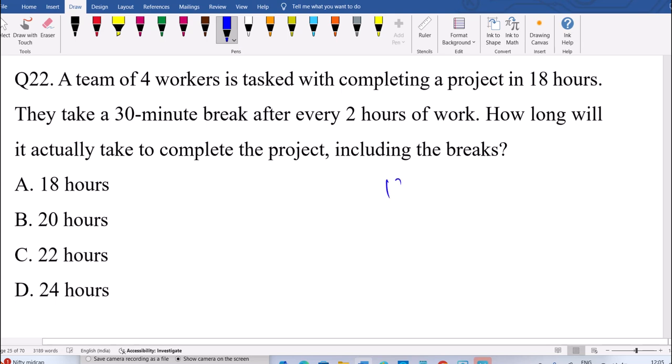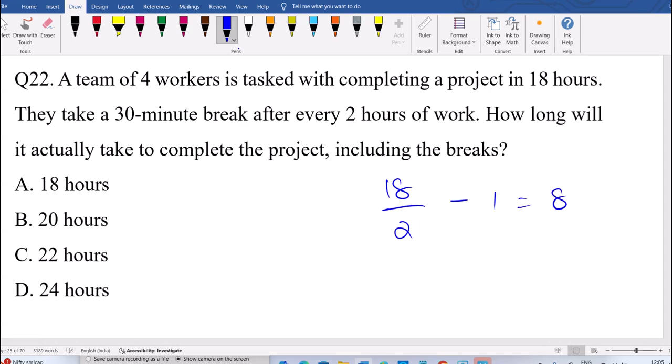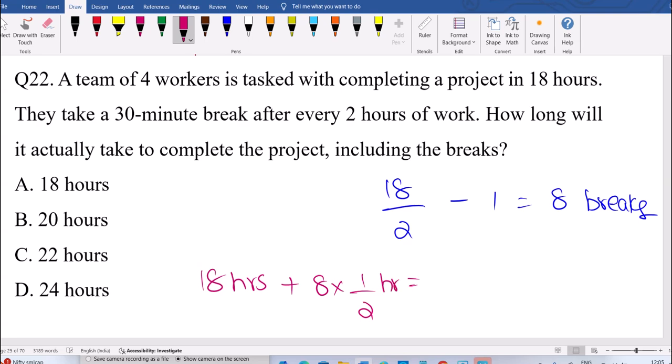Here 18 hours, every 2 hours. 9 minus 1 is what? 8 breaks. Minus 1 because the last one is not to be considered a break. You are done with the project. Minus 1 we have to take. Now the actual time taken is these 18 hours plus 8 breaks. Each break is half an hour as you mentioned. Yes, 22 hours is perfect. Good. 22 hours. Option C is required.